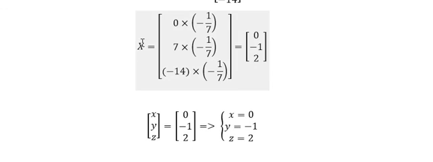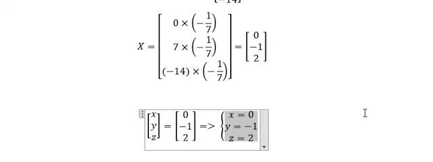And the last one, we need to convert X into this matrix X, Y and Z. Here we compare each row, so we get X equal to 0, Y equal to -1 and Z equal to number 2, and we get the answer here. That's the end.